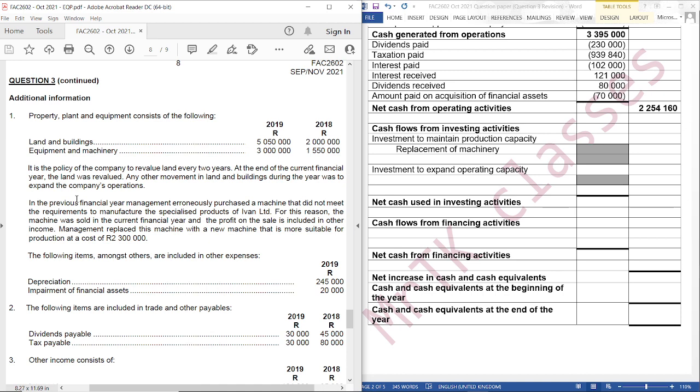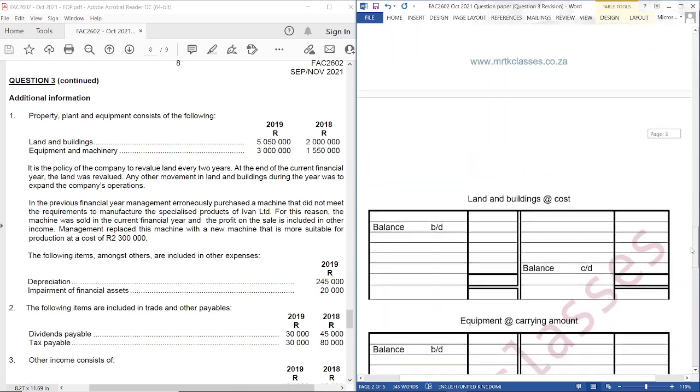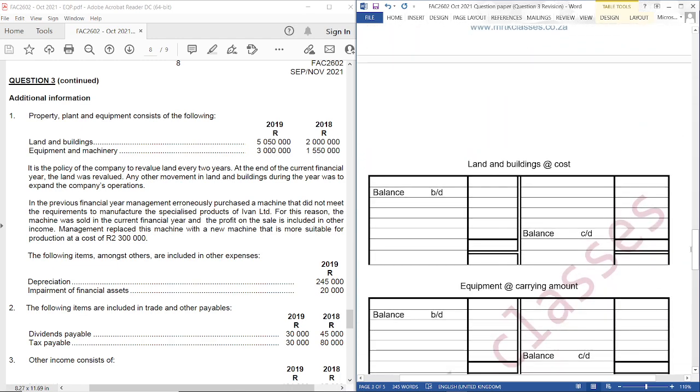Any other movement in land and buildings during the year was to expand the company's operations. Okay, so under cash flow from investing activities, we have two subheadings. We have investment to maintain production capacity. We have investment to expand operating capacity. So they said any other change there will come here, investment to expand. So let us prepare land and buildings account at cost, right?